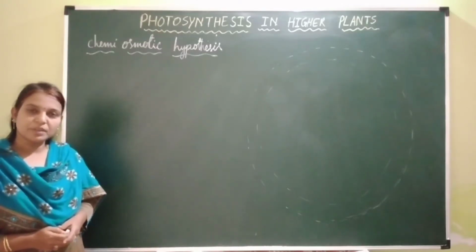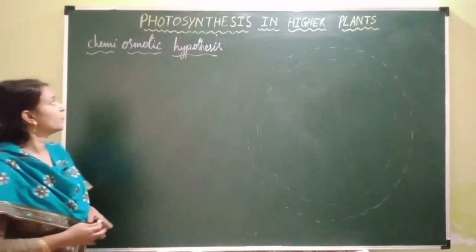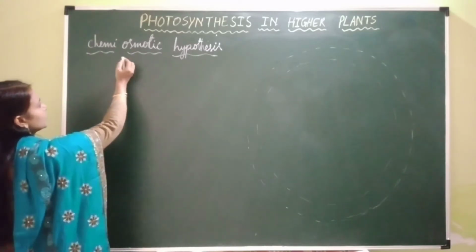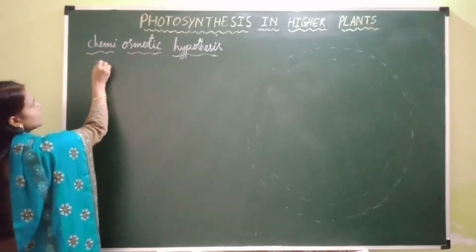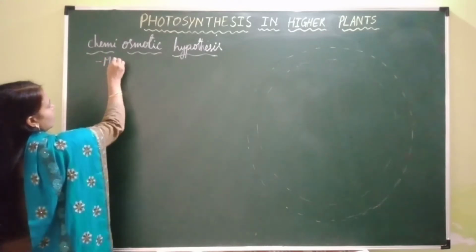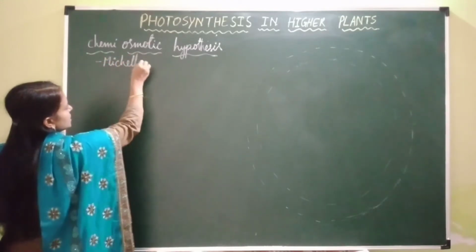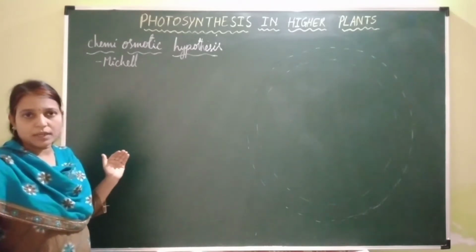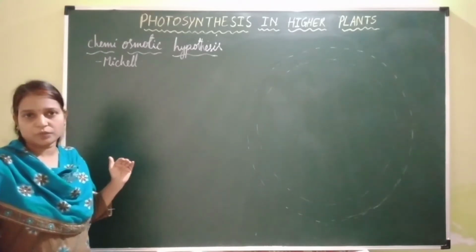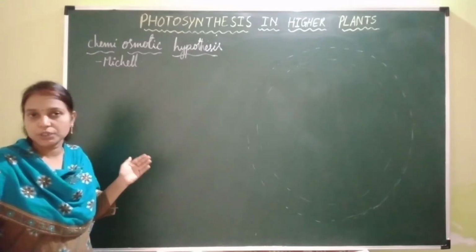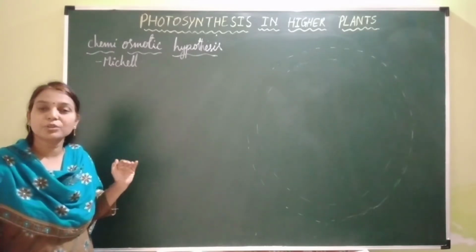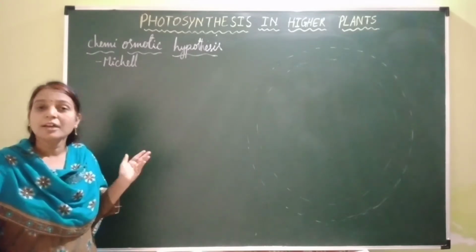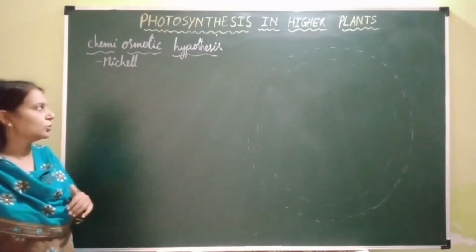Let's start with the chemiosmotic hypothesis now. This chemiosmotic hypothesis was given by the scientist Mitchell, hence it is also called Mitchell's hypothesis. He gave this hypothesis to explain the formation of ATP during photophosphorylation that occurs inside the chloroplast and during oxidative phosphorylation which occurs inside the mitochondrion.